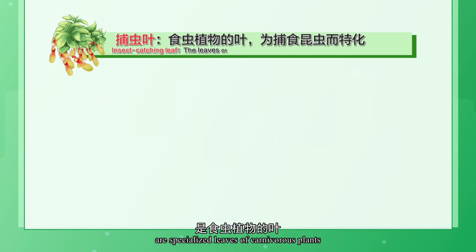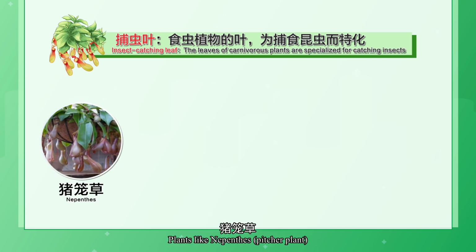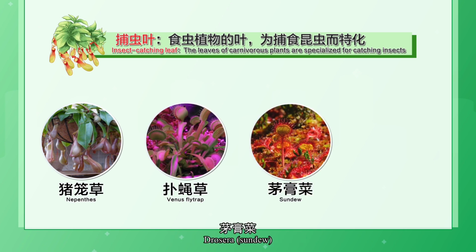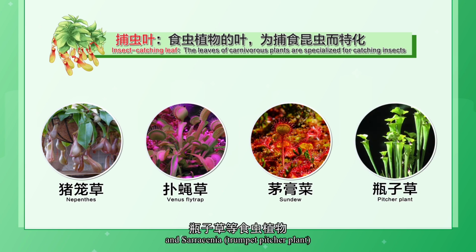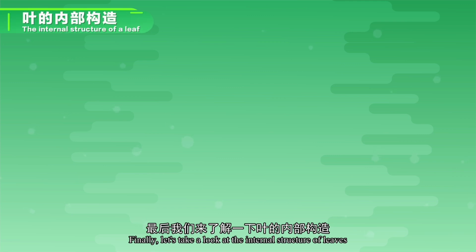Insectivorous leaves are specialized leaves of carnivorous plants that capture insects. Plants like Nepenthes, pitcher plant, Dionaea muscipula, Venus flytrap, Drosera, sundew, and Sarracenia, trumpet pitcher plant, have unique insectivorous leaf structures. Finally, let's take a look at the internal structure of leaves.